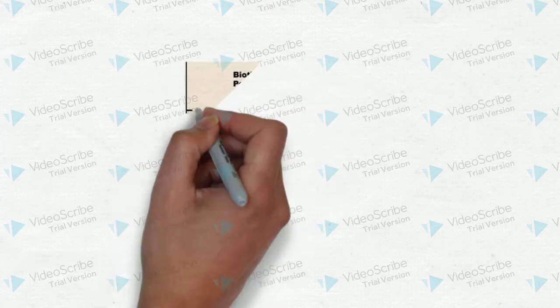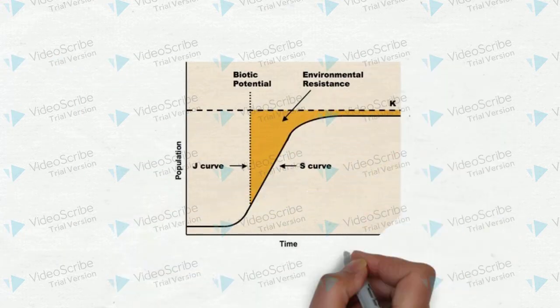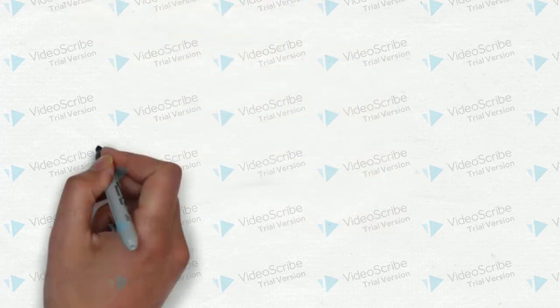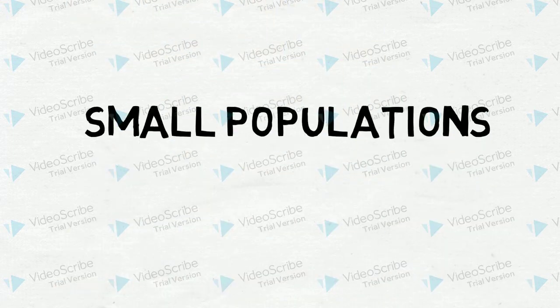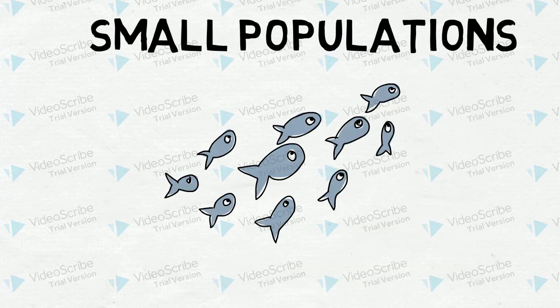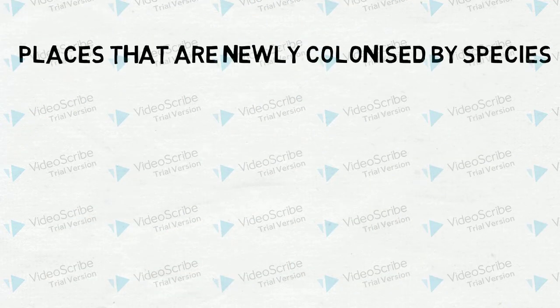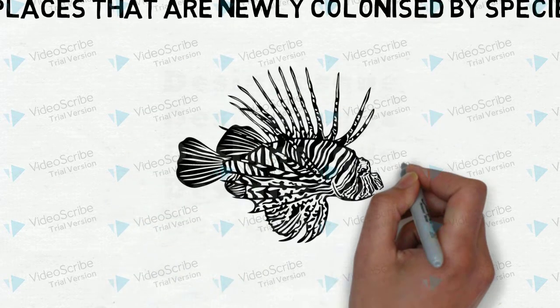This maximal growth rate for a given population is known as its biotic potential. Biotic potential is the maximum rate at which a population could increase under ideal circumstances. Different species have different biotic potentials. Exponential growth usually happens in small populations or in places that are newly colonized by species, such as invasive species.